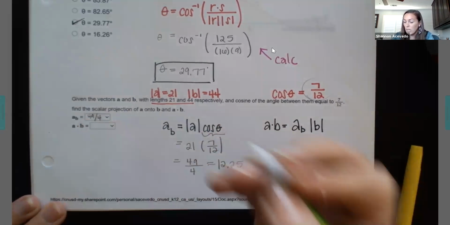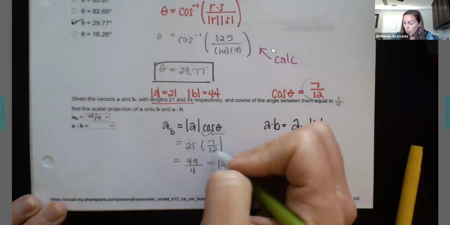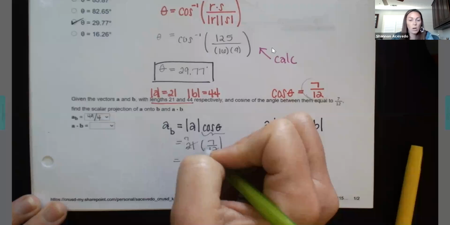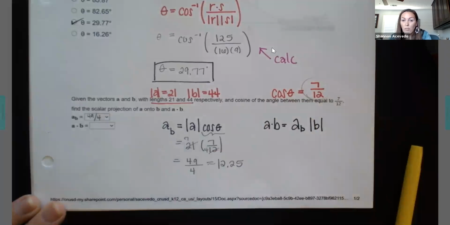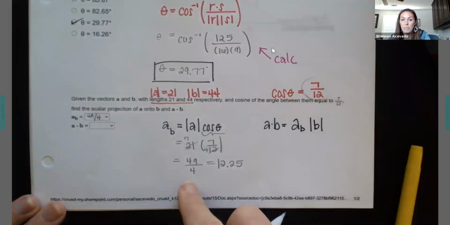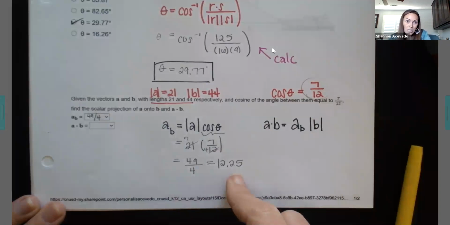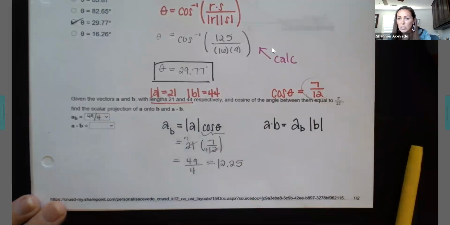You could simplify this right here too. You could see that 3 goes into both of them, so this would have been a 7 and a 4. So if you wanted to simplify it that way to get this easily, if you plugged it into the calculator, you got this, but that wasn't an answer choice. Of course, they're still equivalent.